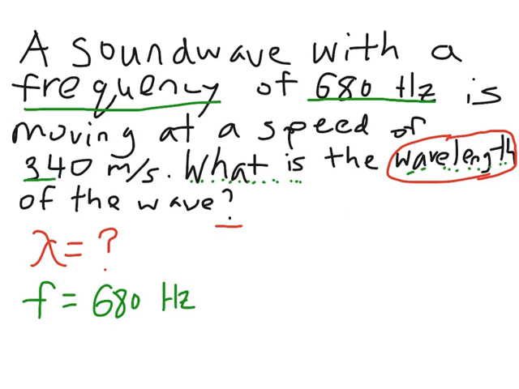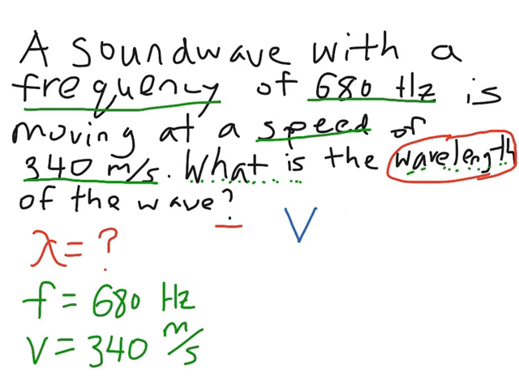Finally, it says 340 meters per second. And it says speed. Speed is the magnitude, or how big velocity is. Also, the unit of velocity is 340 meters per second. So we know V is 340 meters per second. Now we can go to our formulas. There's only one formula that has lambda, F, and V in it. And that formula is the wave equation, what we are learning in this video. V equals lambda F.